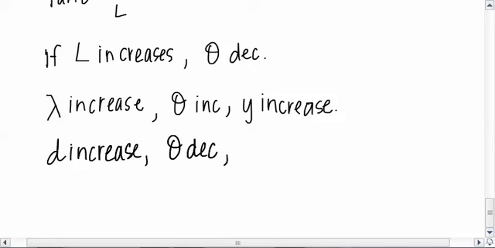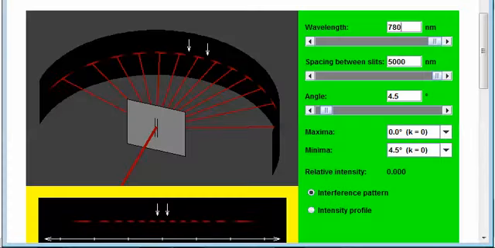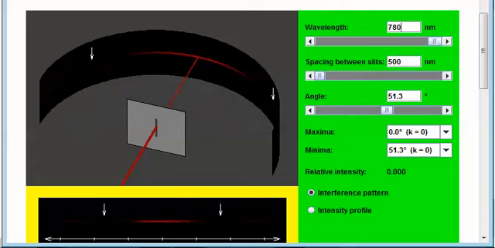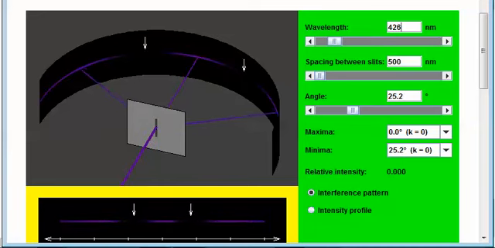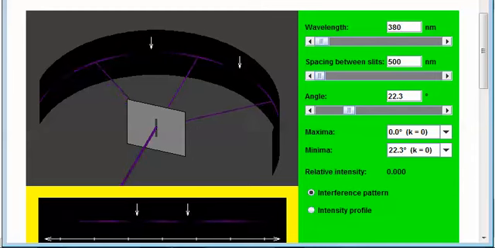And if theta decreases, what happens to y? It also decreases. There's a direct relationship between y and theta. Now let's look at the spacing when it's really, really small. Do you see one fringe? Yeah. Now let's take our wavelength and use a smaller wavelength. But we get kind of a very interesting pattern.